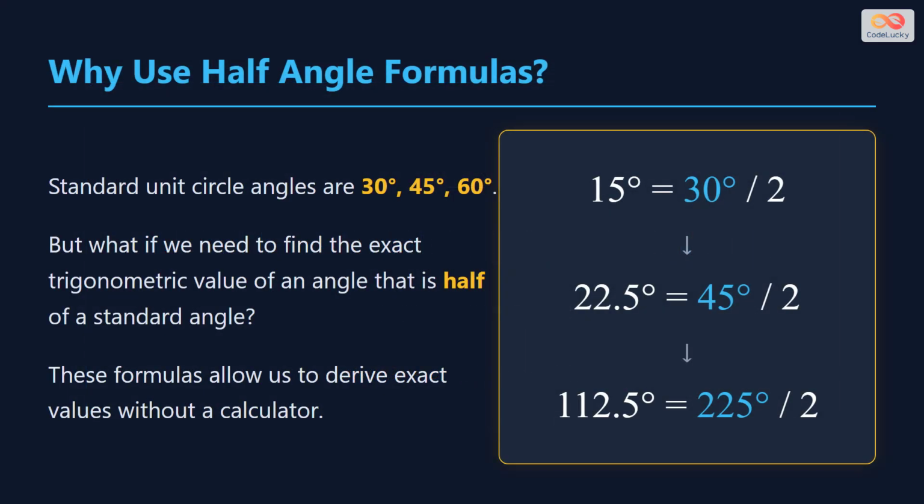You might be wondering, why do we even need these formulas? Well, we usually know the exact values for standard angles like 30 degrees, 45 degrees, and 60 degrees from the unit circle. But what if we need to find the sine of 15 degrees? Since 15 is exactly half of 30, we can use a half-angle formula to derive the exact value without needing a calculator. This logic applies to any angle that can be expressed as half of a known angle.